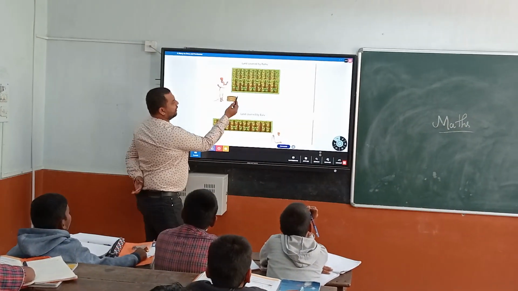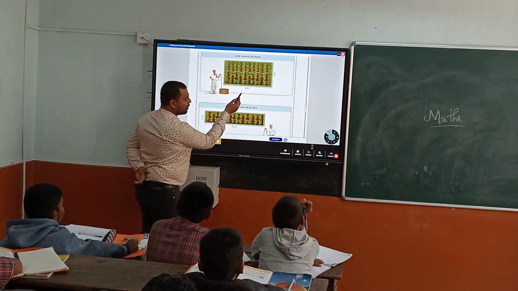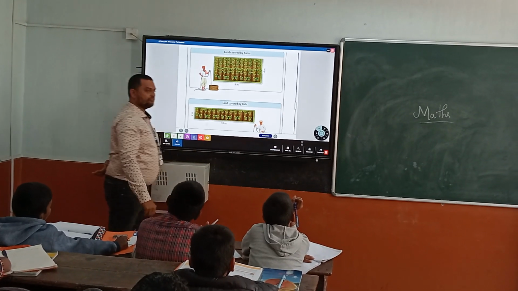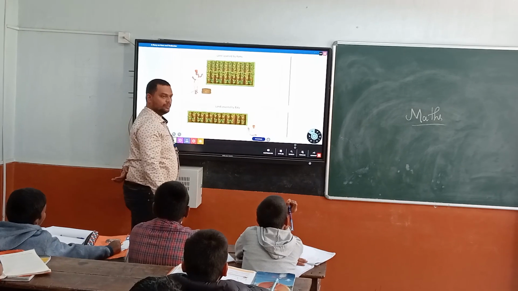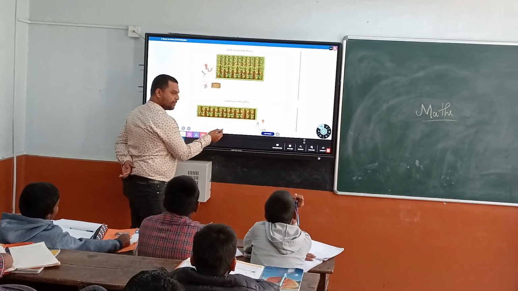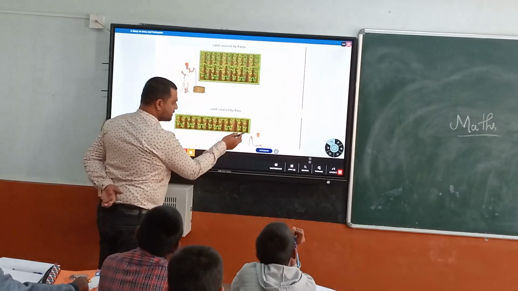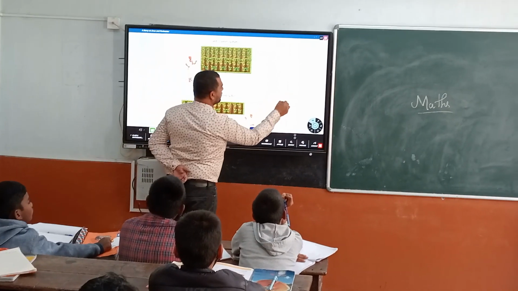This is the length of the plot, and this is the breadth of the plot. What is the shape of this plot? If you see, it's a rectangle. A rectangle contains length and breadth. Balu's land is also in the shape of a rectangle, and his length is 10 meters and breadth is 2 meters. So let's see what the perimeter is.